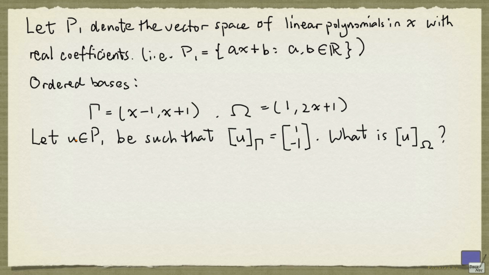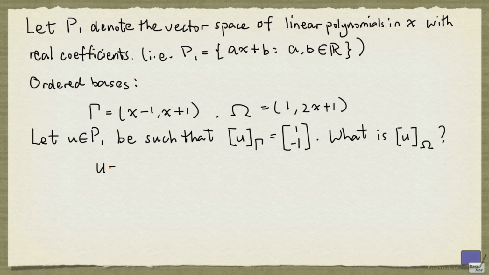Suppose that we have a vector u in P1 such that the tuple representation of u with respect to gamma is (1, -1). What is the tuple representation of u with respect to omega? To answer this question, we first need to figure out what u is from this information, and once we know what u is, we write it as a linear combination of the vectors in omega, and from there we'll get the tuple representation.